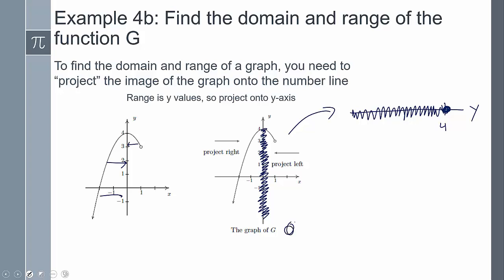Once again, it starts all the way down here at -infinity and is going all the way up until we get to that value of 4. And so my range would be from -infinity to 4.